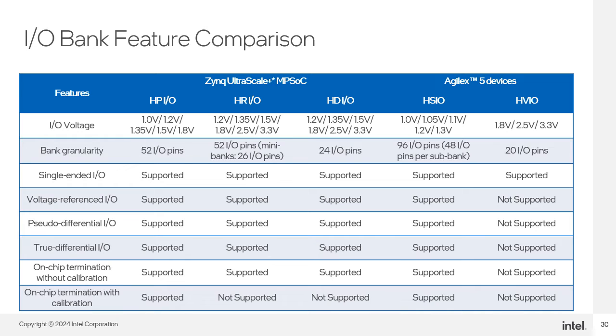HPIO bank voltage has a better compatibility with Agilex 5 HSIO, and HRIO is a better match with Agilex 5 HVIO. However, the supported voltage is still not a direct match. Therefore, a voltage redesign and I/O standard reassignment is needed. The I/O types are mainly comparable between Zynq UltraScale Plus and Agilex devices, but the I/O standard varies. Refer to the I/O standard comparison table to select the best match for the I/Os used in Agilex 5 devices.